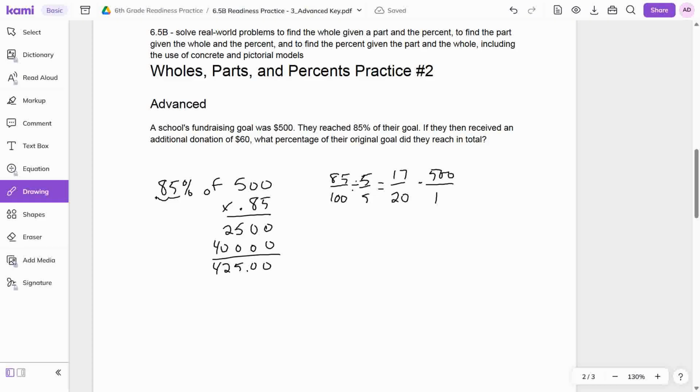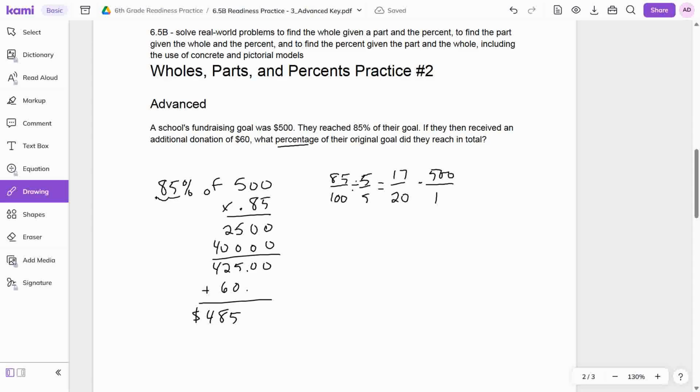They then received an additional donation of $60. Okay. So I'm going to add $60 here. I'm going to put the decimal right there. And so that is going to be 485. So now they've got $485. The question is not how much money do they have. The question is what percentage of the original goal did they reach in total?